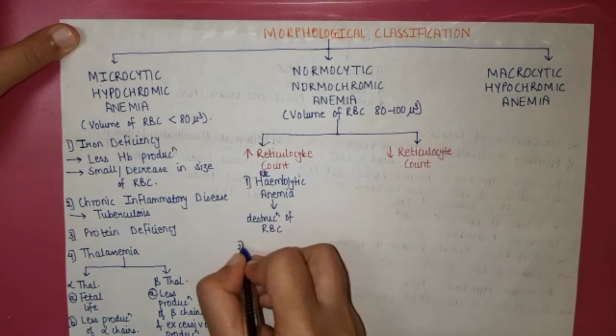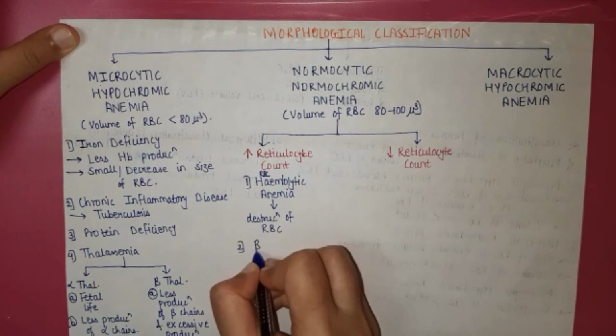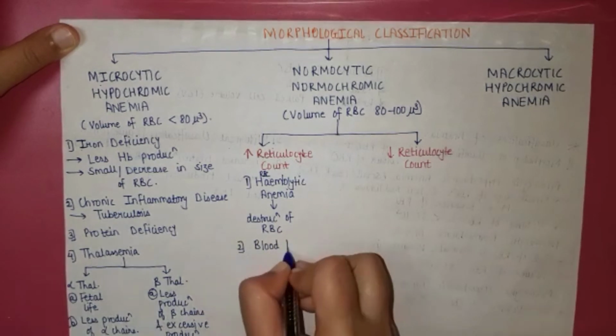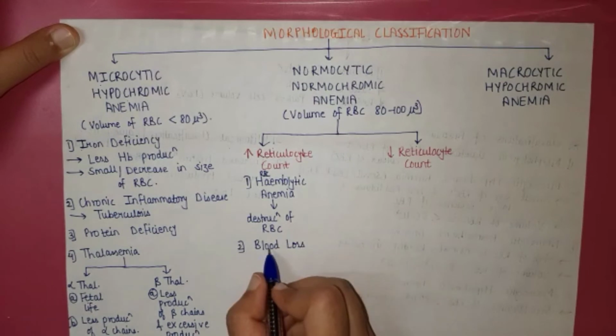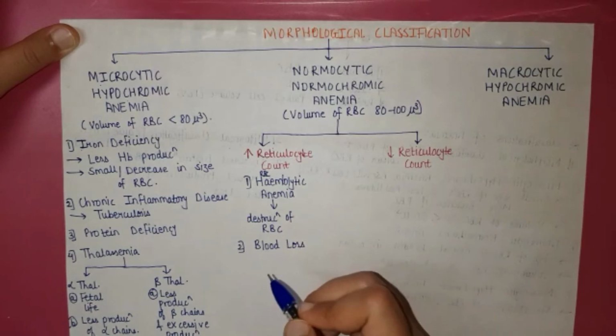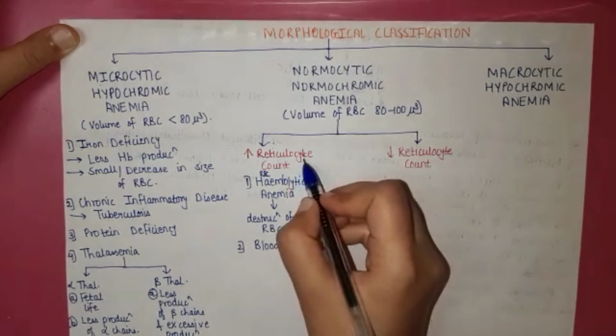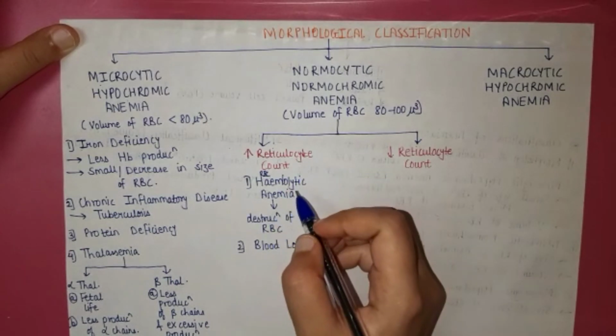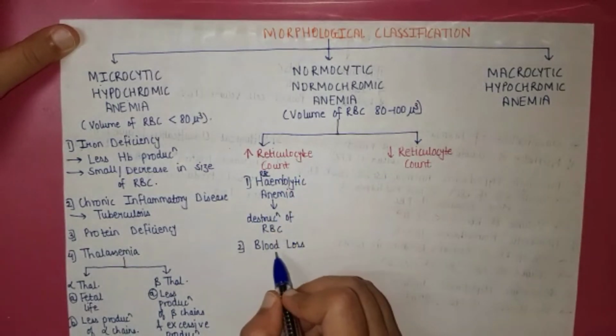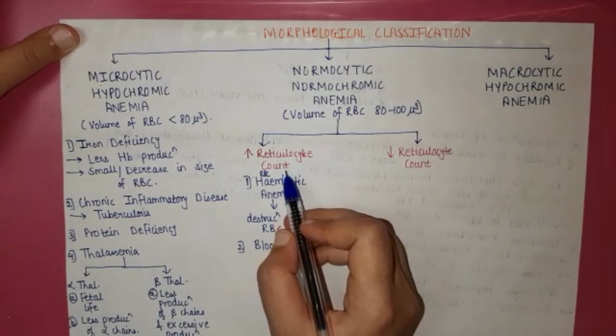And the second cause is blood loss. Blood means RBCs. So if RBCs are lost, then the product which is formed before the RBCs, that is the reticulocyte, increases in the blood. So blood loss causes increase in reticulocyte count.